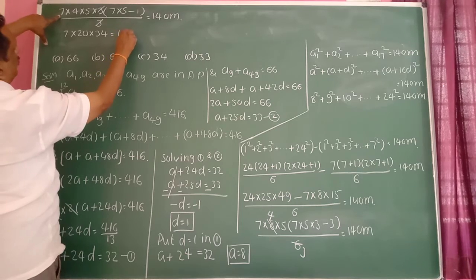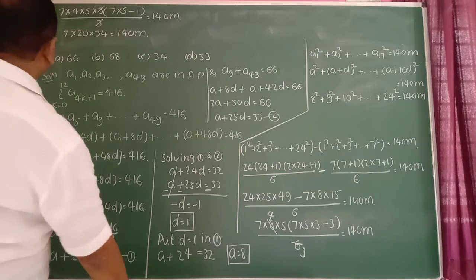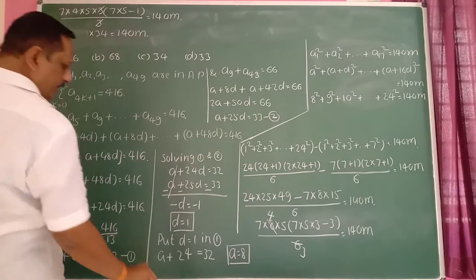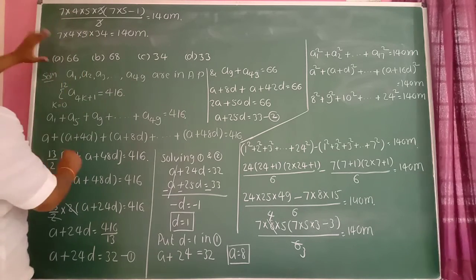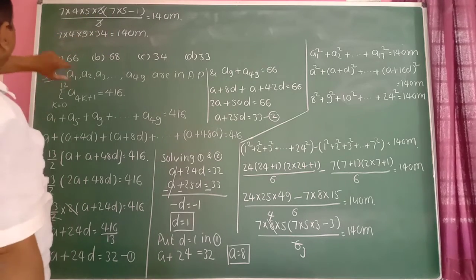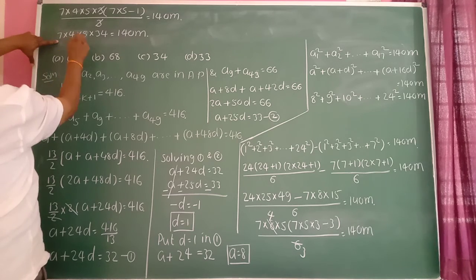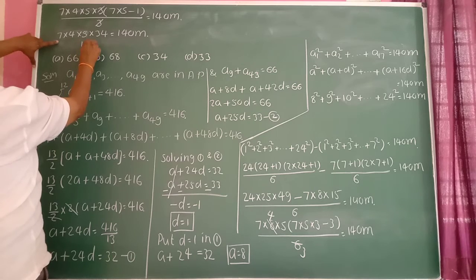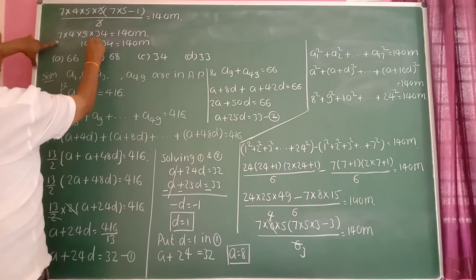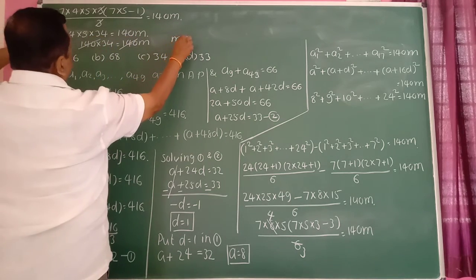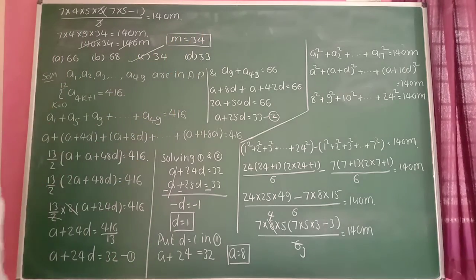That is equal to 140m. You can write 7 into 4 into 5 as it is, and this becomes 34 here. So 4 fives are 20, 20 into 7 is 140. So multiply these numbers: 140 into 34 is equal to 140m here. 140, 140 get cancelled here. Therefore the value of m is equal to 34. So therefore C is the correct option.